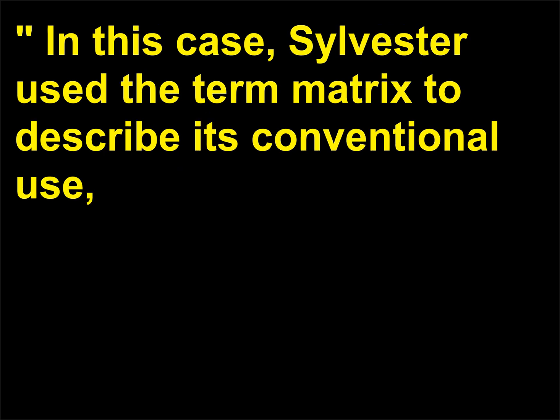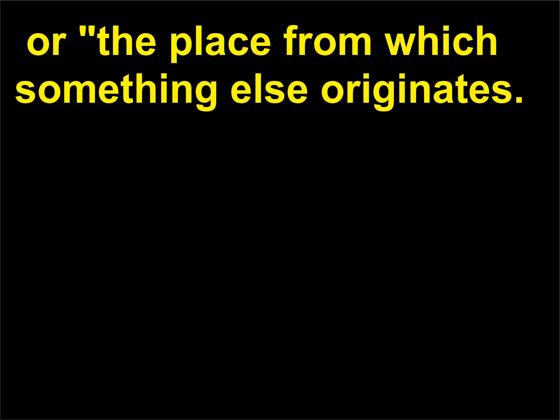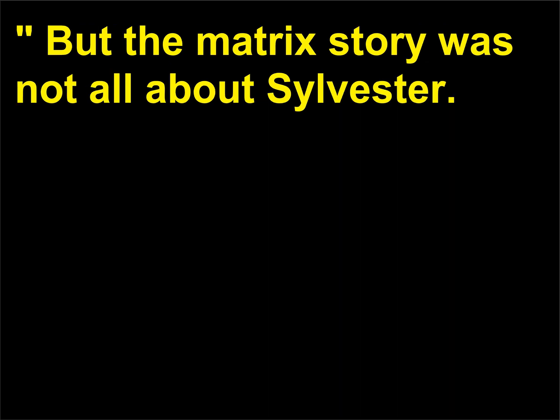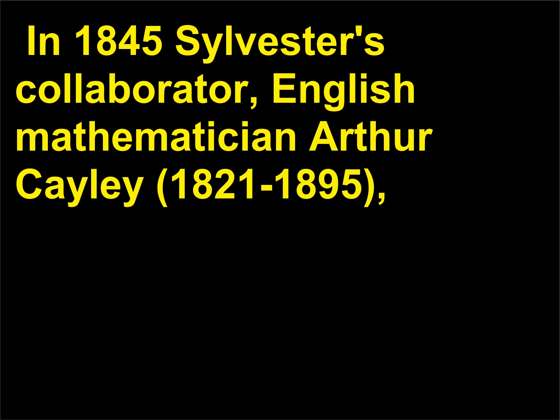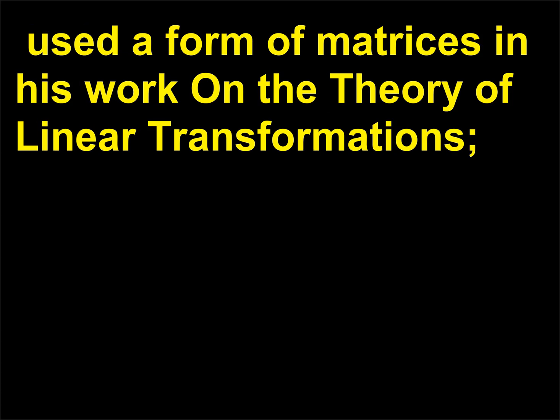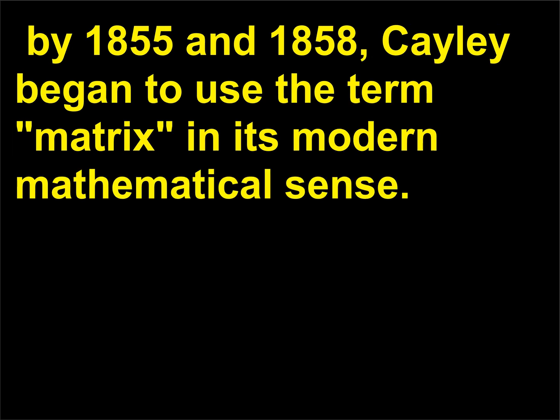In this case, Sylvester used the term matrix to describe its conventional use, or the place from which something else originates. But the matrix story was not all about Sylvester. In 1845, Sylvester's collaborator, English mathematician Arthur Cayley, 1821 to 1895, used a form of matrices in his work on the theory of linear transformations. By 1855 and 1858, Cayley began to use the term matrix in its modern mathematical sense.